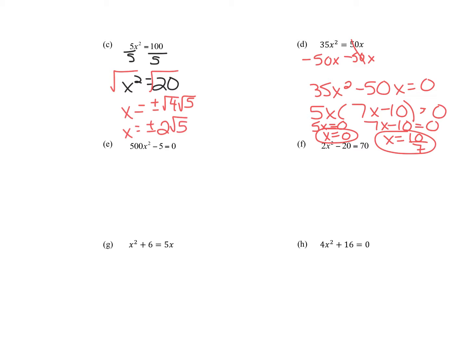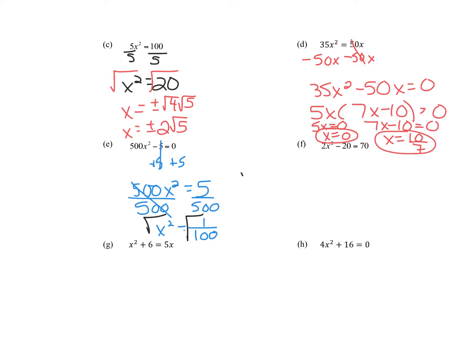Looking at E, this one is an incomplete quadratic. This one actually does factor as well, but honestly, when I can use incomplete quadratic method, I think that it's a little easier. We can divide by 500 here. So this gives me x squared equals 1 over 100 if I reduce that. Taking a square root here, we would get x equals plus or minus the square root of 1 over the square root of 100. So that is plus or minus 1 over 10. Okay, so 1/10, negative 1/10.